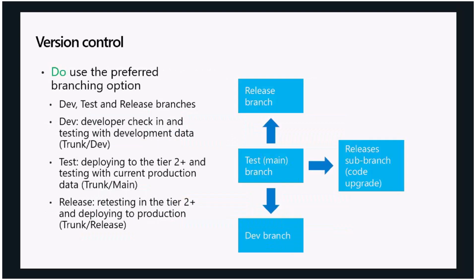And this picture shows the branching flow. So when you create, you start with main or test, and then you create a dev branch from that, and you create a release branch from that. But the central one is the test branch or trunk main. And the code upgrade will create a branch from test based on the code upgrade, and it's in the releases folder, which is different than the release branch.